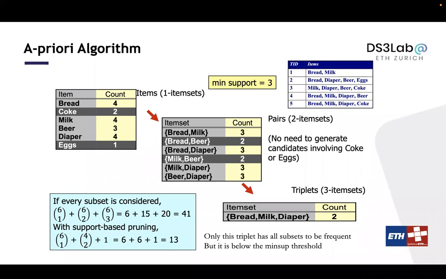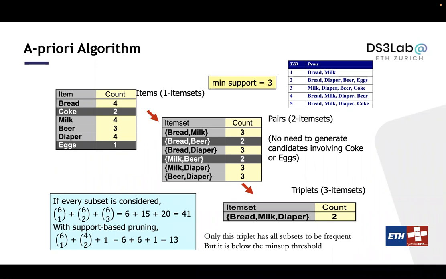But if you do this support-based pruning, in the first phase, you do 6 choose 1 because that's all the one-item set candidates. In the second phase, you do not do 6 choose 2 anymore. You do 4 choose 2, because you already know there are two items that cannot be there at all. And then when you do the triplets, you actually have only one candidate left. So even in this very simple example with only six items, you are talking about actually a 3-times improvement in how much computation you can save.